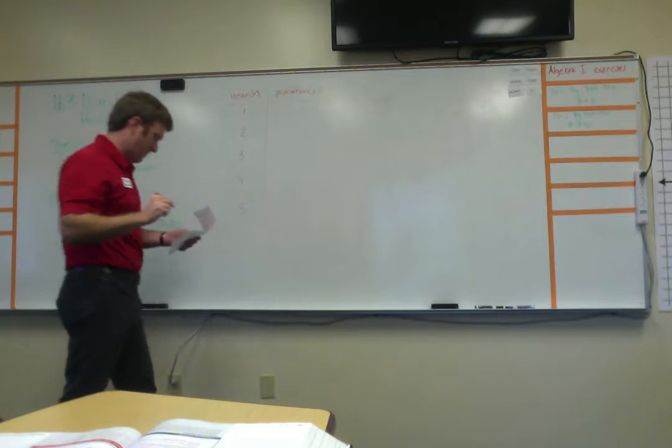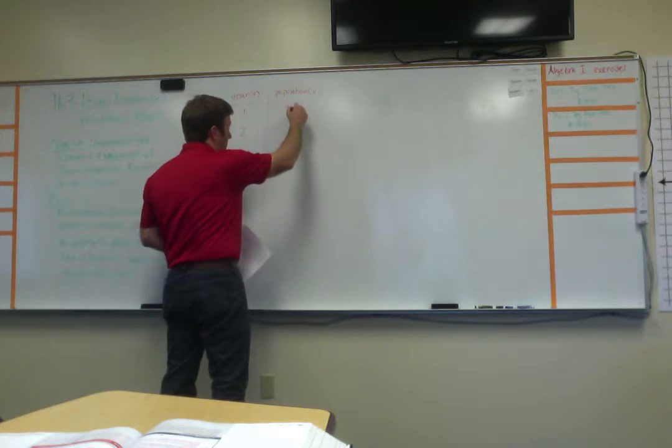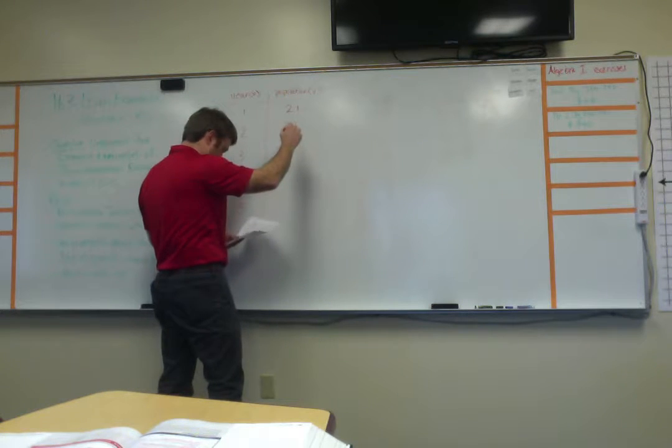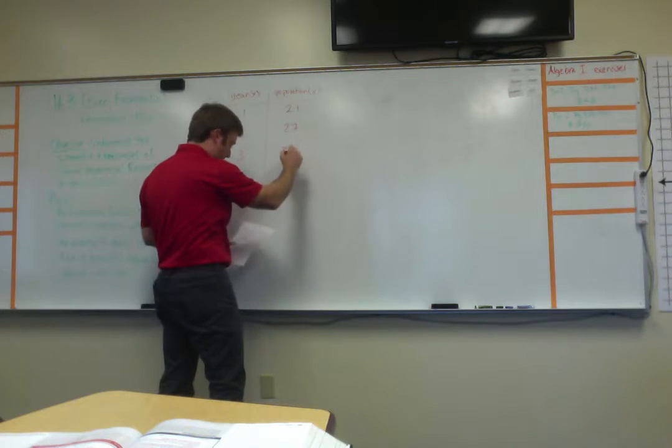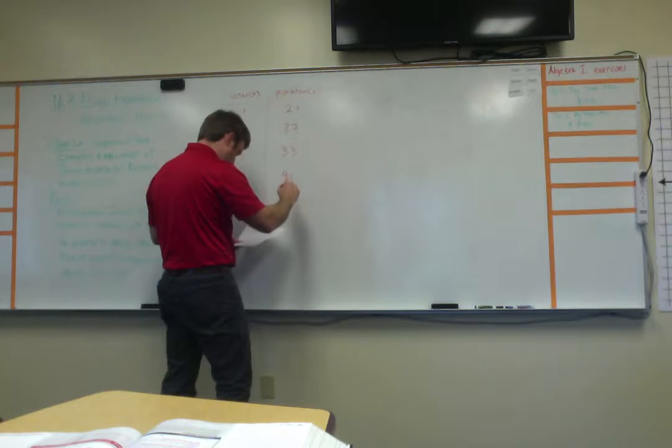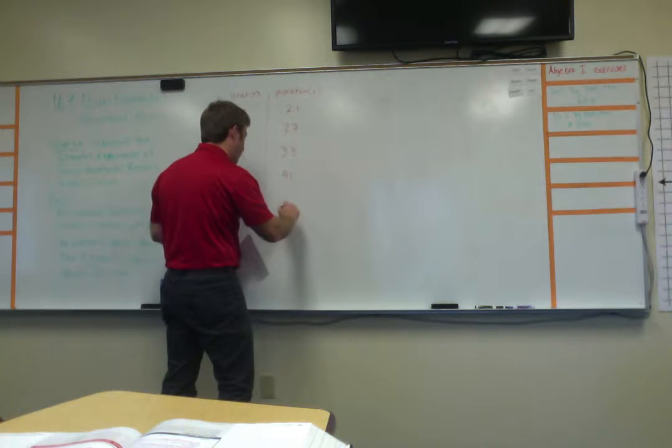Okay? And the population in year 1 was 21. The population in year 2 was 27. The population in year 3 was 33. The population in year 4 was 41. And the population in year 5 was 48.